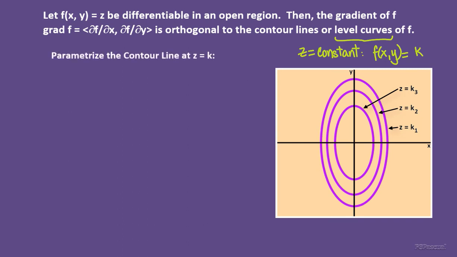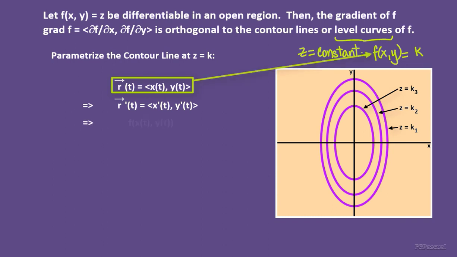We start by parametrizing the different contour lines. Suppose that the parameterization for the contour line at z = k is given by the vector function r(t), where x = x(t) and y = y(t). Then the tangent vector is r'(t), whose components are x'(t) and y'(t). Since this parametrization is along the contour line z = k, plugging these into the function, we have f(x(t), y(t)) = k.